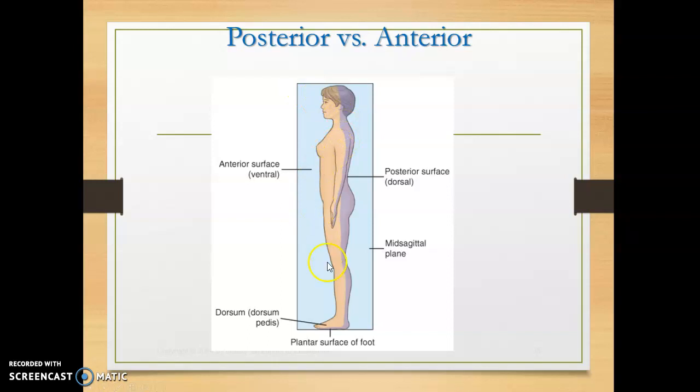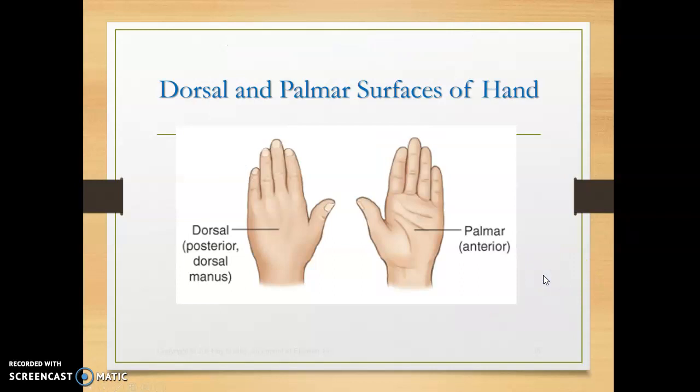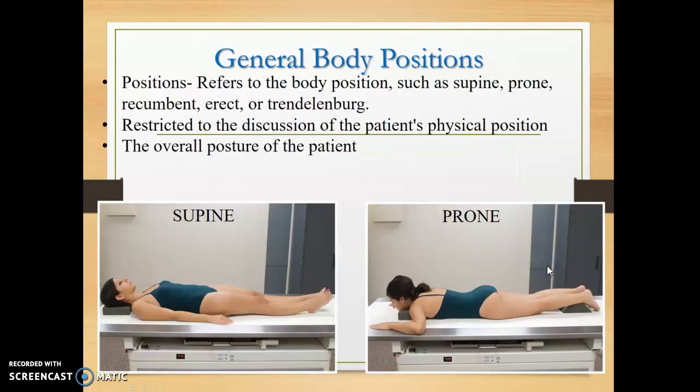Difference between posterior and anterior. This is extremely important for us in X-ray. A lot of the terminology refers to how you're supposed to place either the beam or the patient. So anterior surface of the body is also called the ventral surface. Posterior surface, dorsal. The foot surfaces are either plantar or dorsal surfaces. There are two surfaces of the hand, either dorsal, posterior, or palmar, anterior.